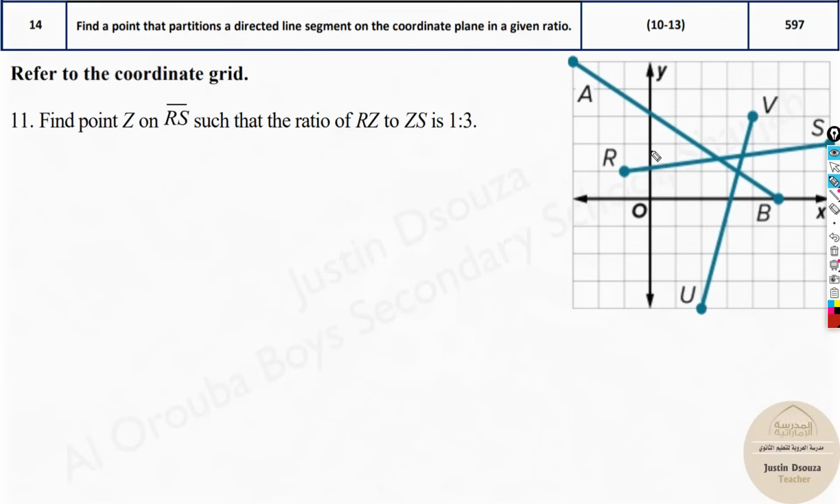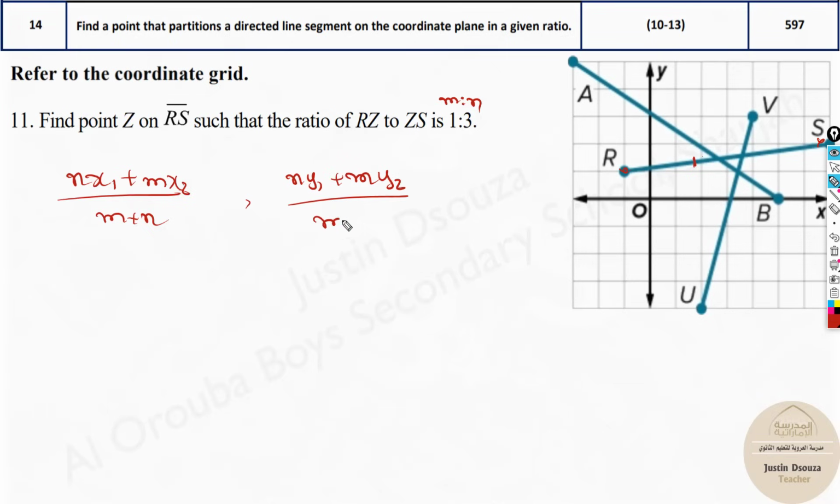So here we have RS, that is this line. And we need to find a point Z such that the ratio is 1:3. So RZ will be one part and this will be 3 parts, somewhere over there. Now, I hope you remember the formula. See, this is m:n. The second ratio comes first, and then it's (n times x1 plus m times x2) by (m plus n). This is for the x-axis. Now, what about the y-axis, the y coordinate? That will be the same thing, but instead of x1 we write y1, and over here it's y2, divided by m plus n.